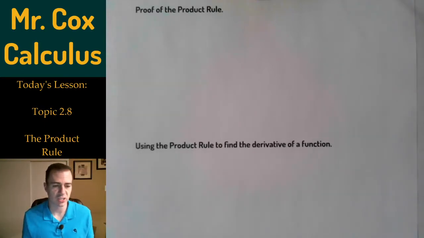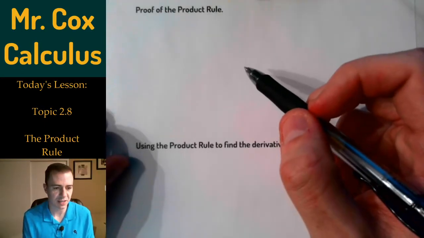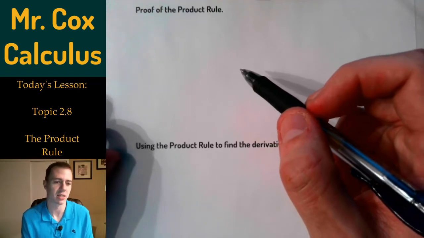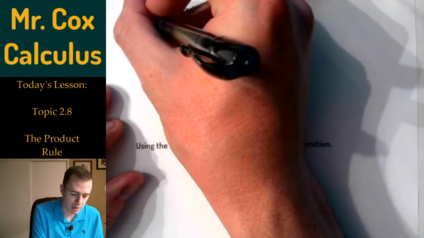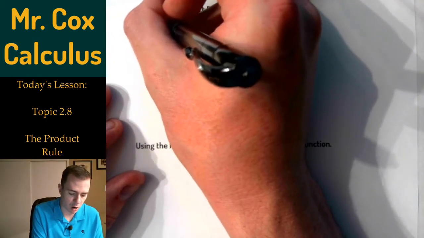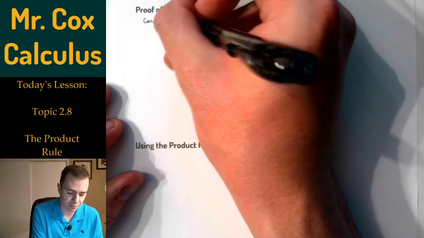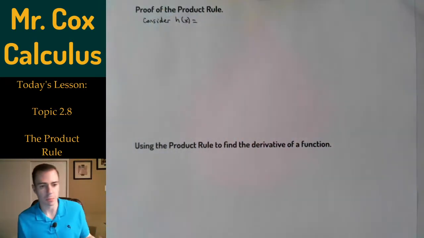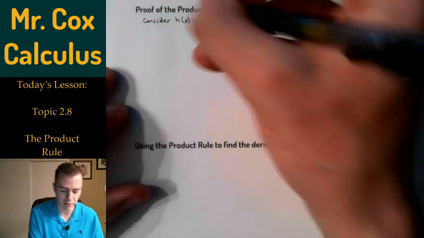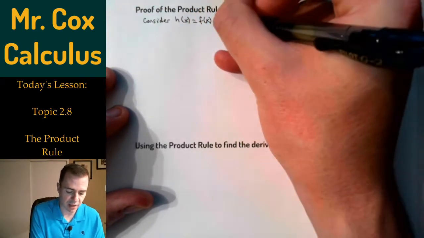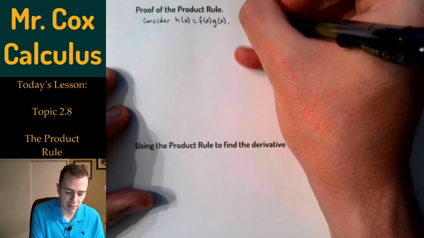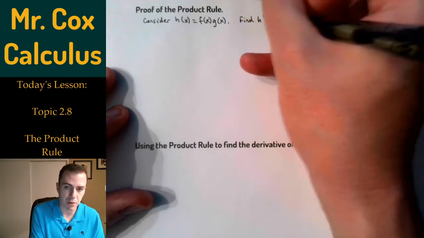So instead of just giving you the product rule, let's actually go ahead and derive it so that we can have an understanding of why it works out the way that it does. So let's start off with a function. We'll call it h of x, and we're going to let h of x be the product of two functions. That's what we ultimately want to be looking at. So let's call it f of x times g of x. And what we want to find is h prime of x.